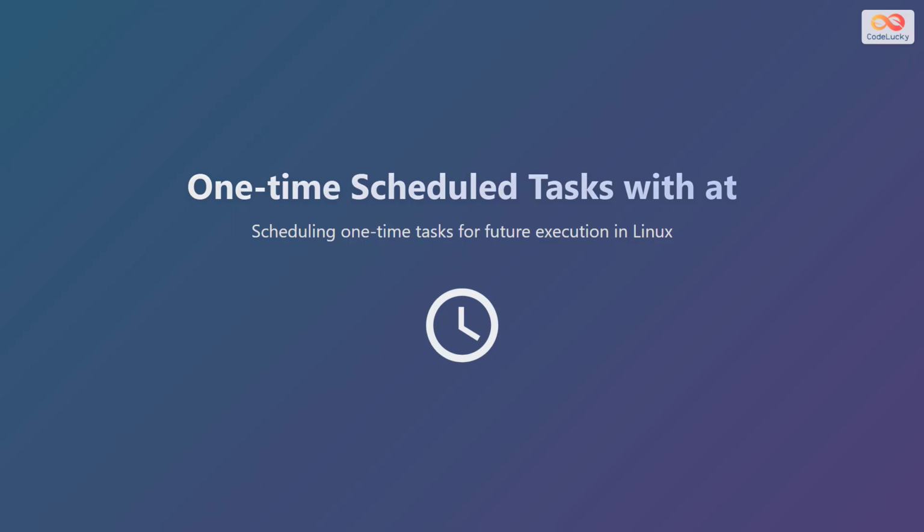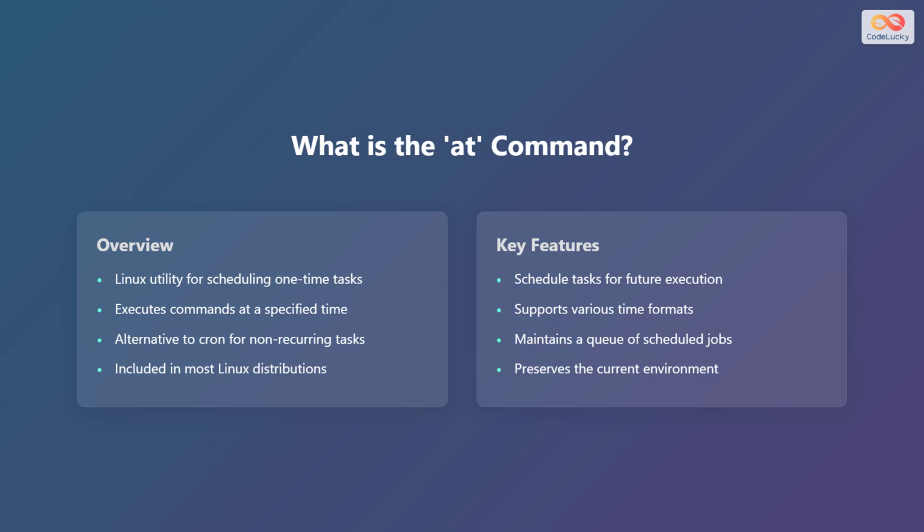In this video, we will explore how to schedule one-time tasks for future execution in Linux using the at command. This utility is essential for automating tasks that need to be run only once at a specific time. The at command is a Linux utility used for scheduling one-time tasks. It executes commands at a specified time in the future.